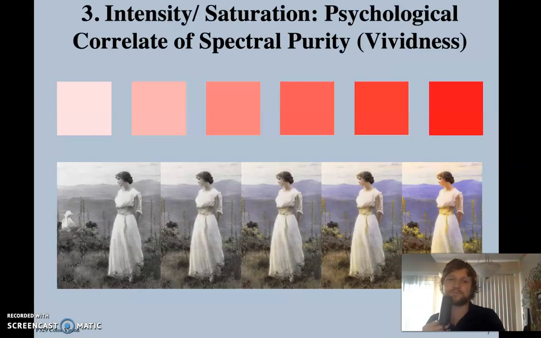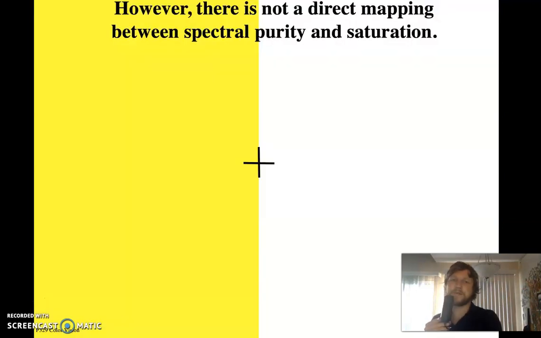Okay, so intensity and saturation is just a psychological correlate of spectral purity, meaning the more pure the color, the less interference between you and the color, the more saturated, the more intense it is. There's not a direct mapping between spectral purity and saturation in all these cases, and there are still mysteries of color, but if you stare at this little crosshair in the middle of the screen, stop looking at me, just look at the crosshair, and just stare at that for 20 seconds. And when I switch slides, keep staring in that same spot, okay?